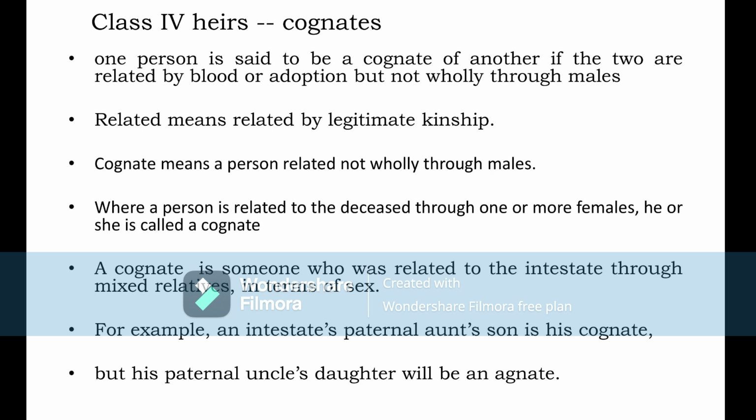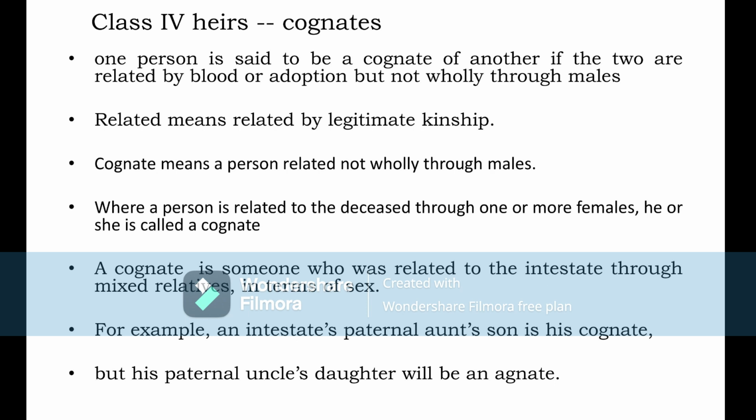What is a cognate? One person is said to be a cognate of another if the two are related by blood or adoption, but not wholly through males. Not wholly through males means some female, one or more, one or two or three, may intervene between the two. So related means related by legitimate kinship. Cognate means a person related not wholly through males.